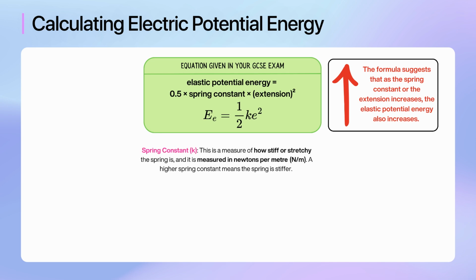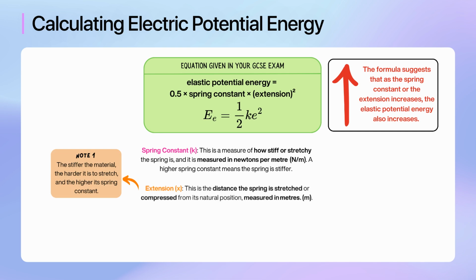The spring constant is a measure of how stiff or stretchy the spring is, and it is measured in newtons per meter. A higher spring constant means the spring is stiffer. Extension is the distance the spring is stretched or compressed from its natural position, measured in meters.